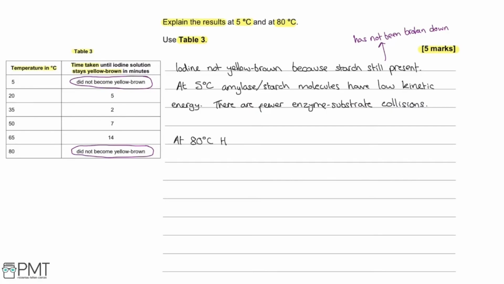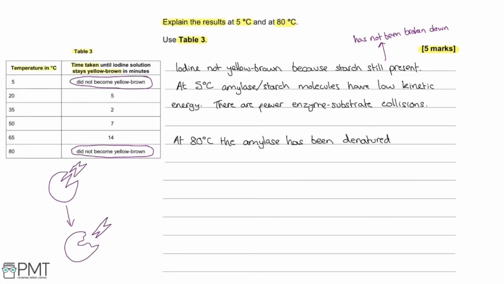80 degrees C, on the other hand, is a very high temperature, and at this temperature the amylase has been denatured. So ordinarily amylase will have its specifically shaped active site, and this is complementary to the substrate. However, if you go too far over its optimum temperature, the active site will denature, and this means it will no longer be the shape that it's supposed to be, and is therefore no longer complementary to the substrate. So in your answer, you just have to make a statement that the substrate does no longer fit.